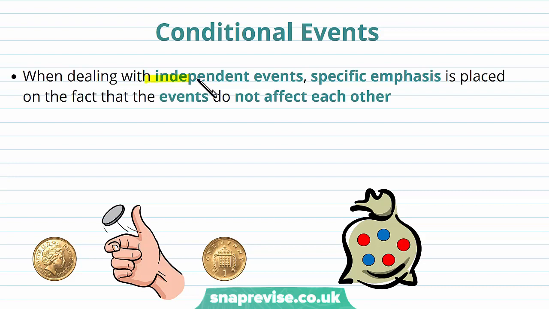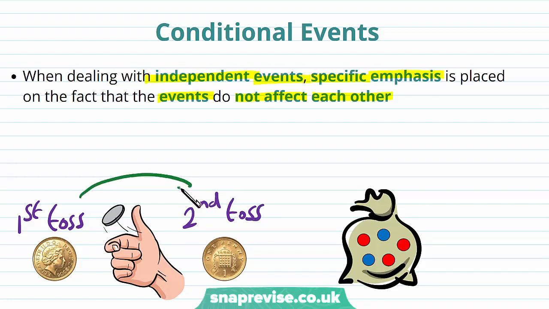When dealing with independent events, specific emphasis is placed on the fact that the events do not affect each other. Let's say that on the first toss of a coin we get a head, and on the second toss of the coin we get a tail. These two events are independent because they do not affect each other in terms of their outcomes.